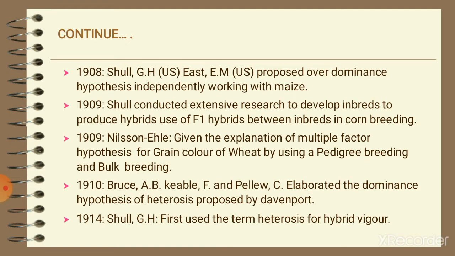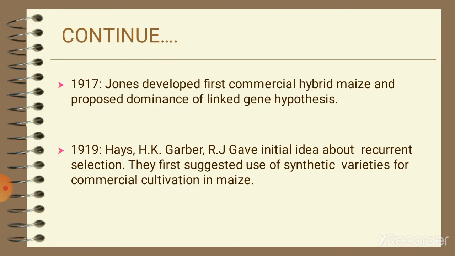In 1914, Shull G.H. first used the term heterosis for hybrid vigor. In 1917, Jones developed the first commercial hybrid maize and proposed the dominance of linked genes hypothesis. In 1919, Hayes H.K. and Garber R.J. both gave the initial idea about recurrent selection. Also, they suggested the use of synthetic varieties for commercial cultivation in maize.